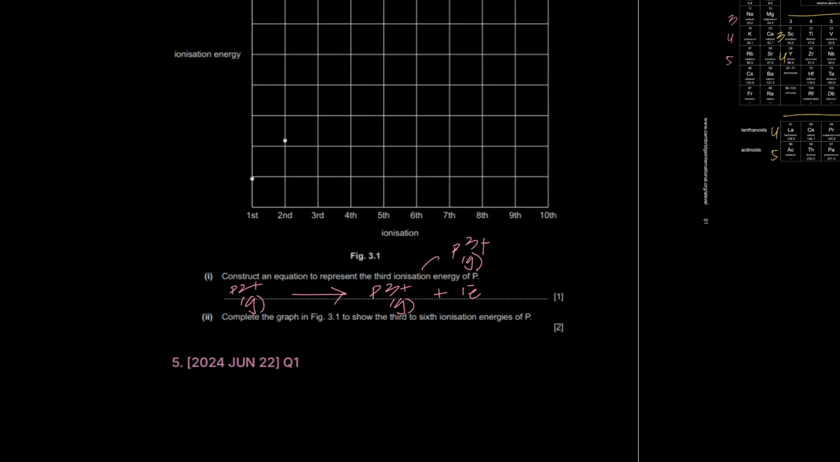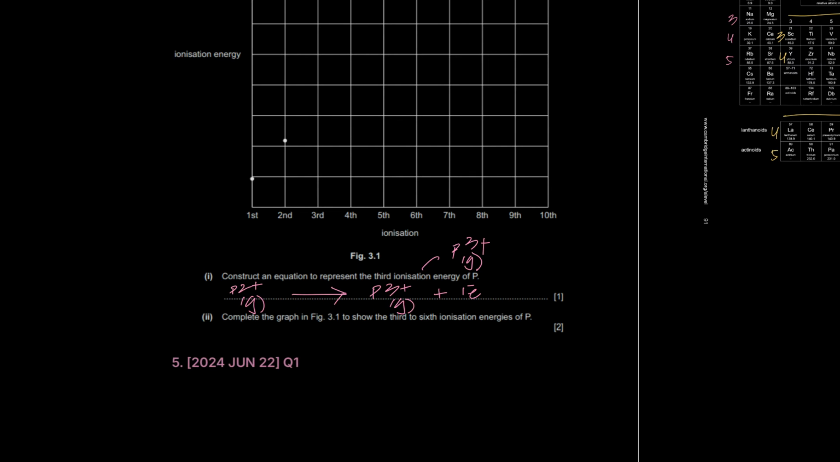Now the next bit says complete the graph in 3.1 to show the third to sixth ionization energy of phosphorus. Please understand that when you start to remove electrons, the ionization energy will generally increase because you're removing electrons from a more positively charged ion. The ratio of protons to electrons starts to increase. Fewer electrons are being pulled by the same number of protons, so the attractive forces increase and it's difficult to remove the electrons.